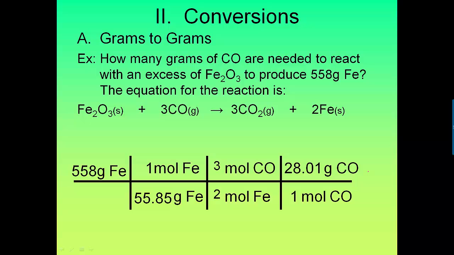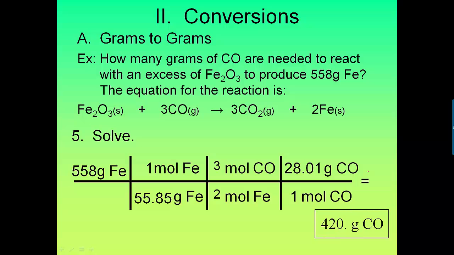And that will give you an answer of 420. grams. The reason I put 420 with a decimal is, remember what I tell you in class, I want 3 digits once you hit your first non-zero. So this is my first non-zero, and then 2, and then the 0, and the decimal tells me that the 0 is important, and I'm done. And that's how you solve stoichiometry.